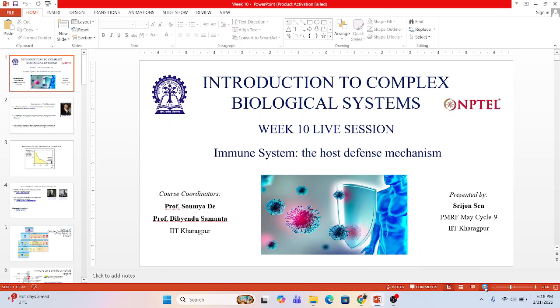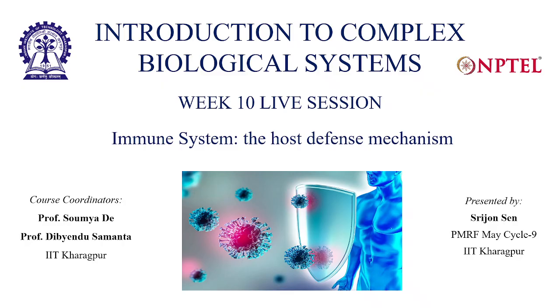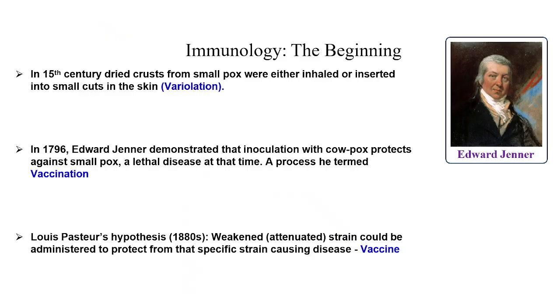So today we will mostly talk about the immune system. That's the host defense mechanism. So immunology basically started in the 15th century, where the dried crusts from smallpox were either inhaled or inserted into small cuts in the skin, and that is what we named variolation.